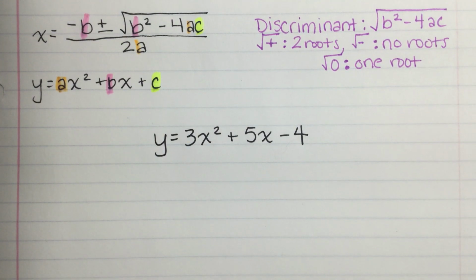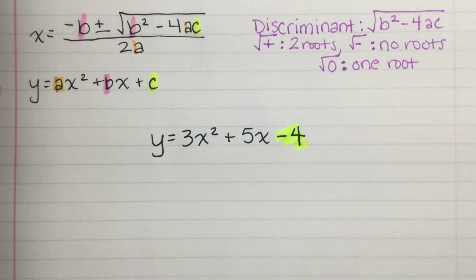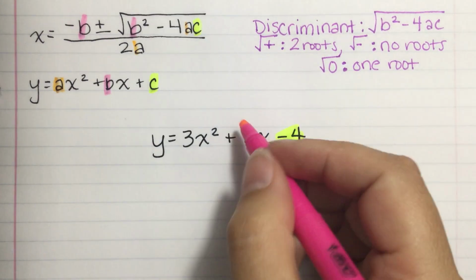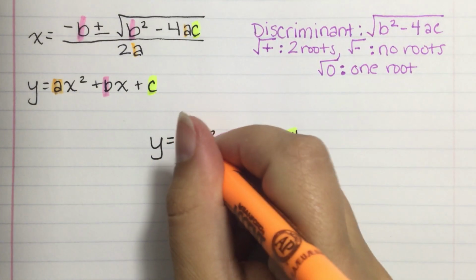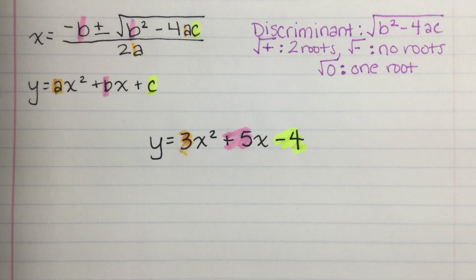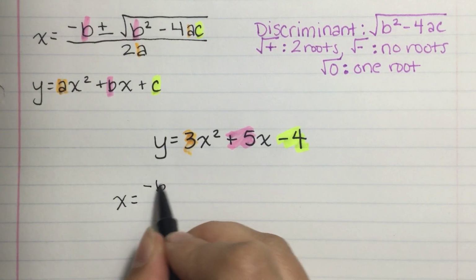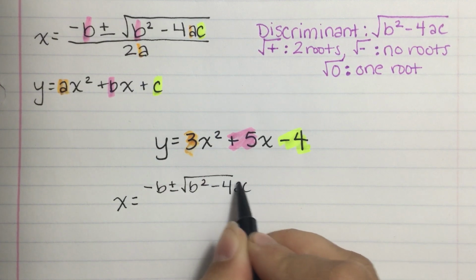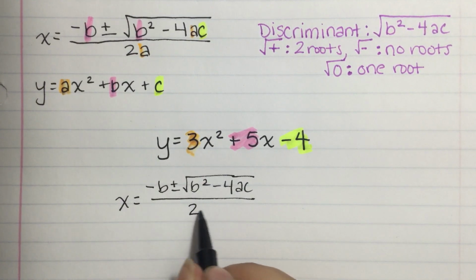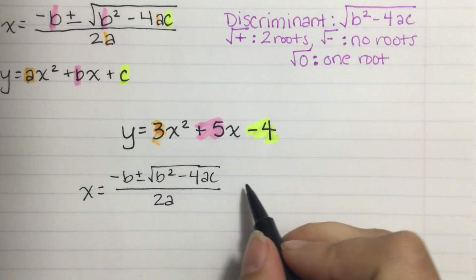All right, and I have my c value. I'm going to take that negative with it. I have my b value. And I have my a value. And what I'm going to do is I'm going to slowly input them into my equation. So x equals negative b plus or minus the square root of b squared minus 4ac all over 2a. So I'm going to start inputting, all right?